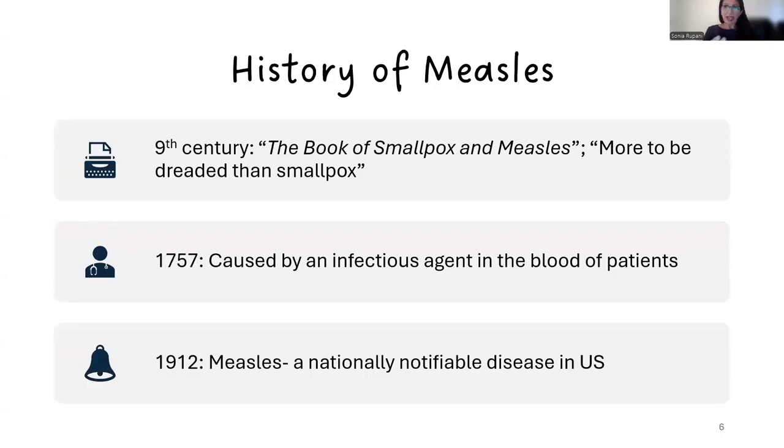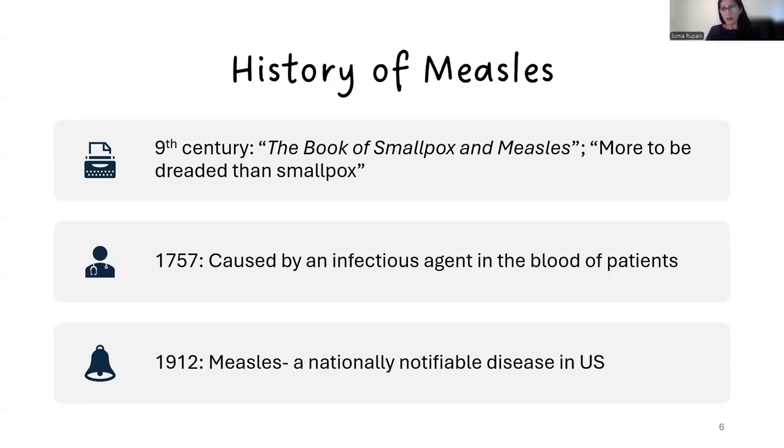We learned about measles first back in the 9th century. There was a Persian doctor, Dr. Zakaria Razi, who first described measles in his book called The Book of Smallpox and Measles. When he described measles, he made this statement, and I quote, "More to be dreaded than smallpox." End of quote. Then later, in 1757, there was a physician in Scotland who was able to identify the infectious agent that was causing this disease in multiple patients. He was able to identify the pathogen in the blood of patients.